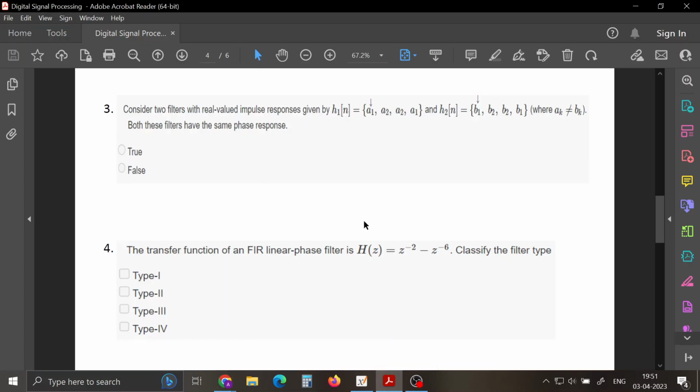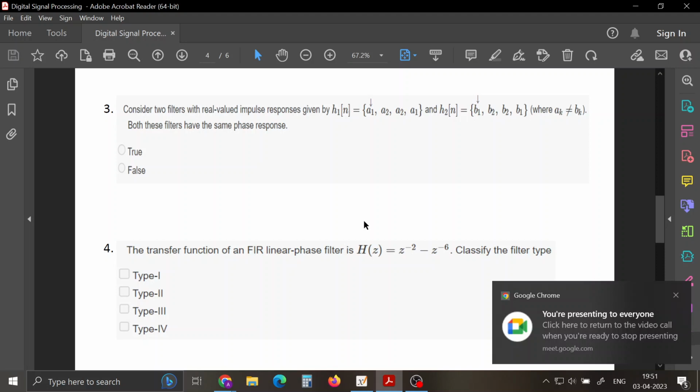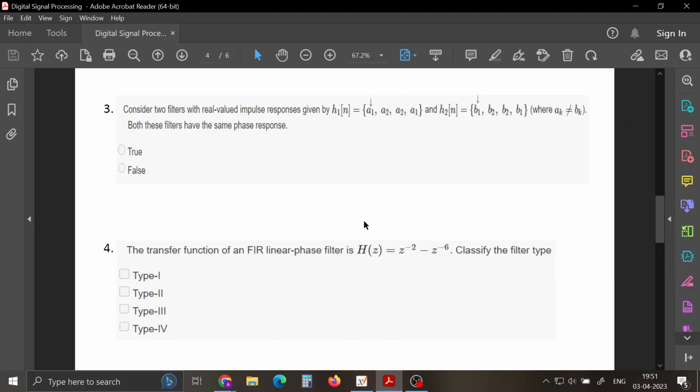In question number 4 you are given the transfer function of an FIR linear phase filter given by capital H of z equals z to the power minus 2 minus z to the power minus 6. We need to determine the type of the filter, whether it's a type 1, type 2, type 3 or type 4 filter. So how do we do this?